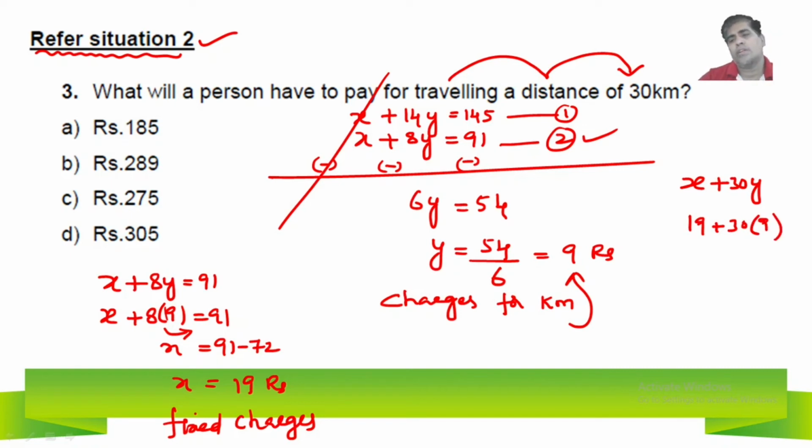So 19 plus 270, that is nothing but 289. So here it is 289, and the option will be option B. So we have successfully completed the third question by solving the linear equations of situation number 2. We got the values of x and y as 19 and 9, and we have got the answer.